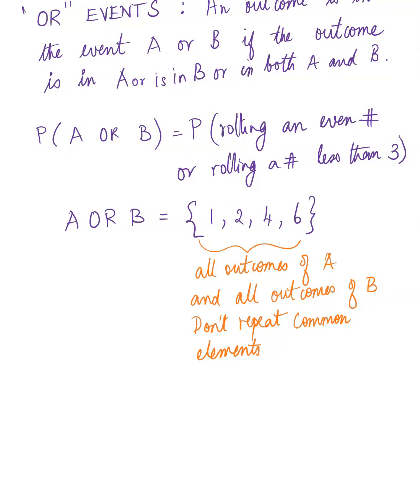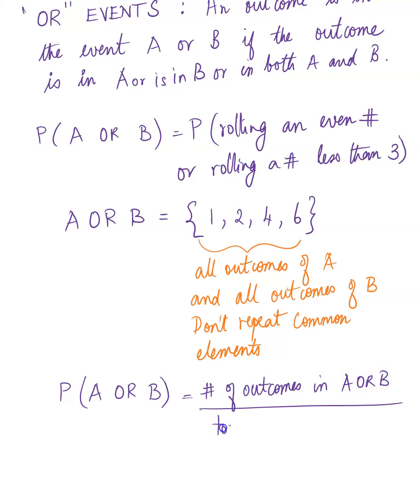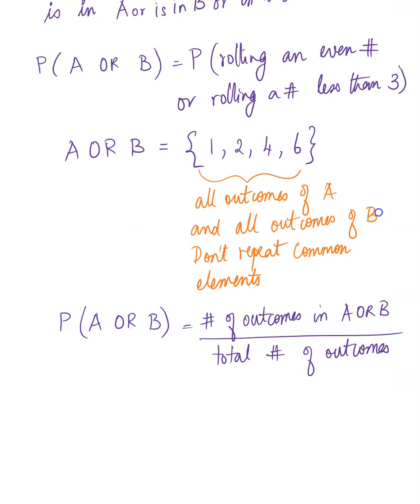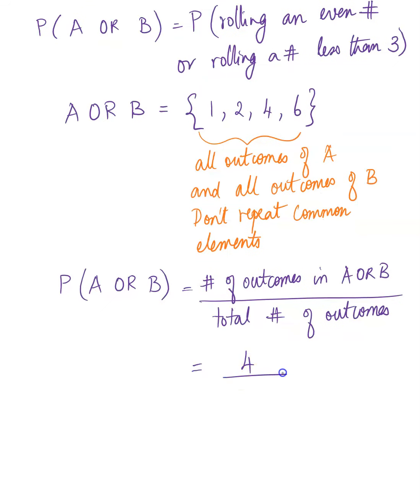Alright, so this really helps us now because we can see that there are 4 outcomes that can happen here, right, in A or B. So coming over to probability, this is just the event listing, right? Probability of A or B would be number of outcomes in A or B divided by total number of outcomes. We just figured that A or B has 4 outcomes and the total number of outcomes would be 6, and this comes out to be 2 over 3.